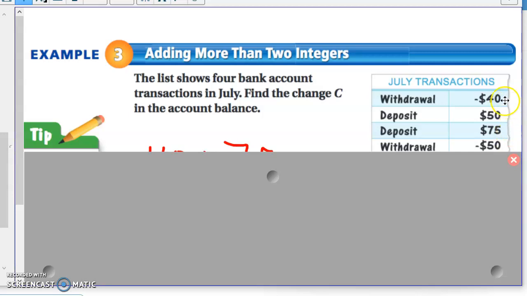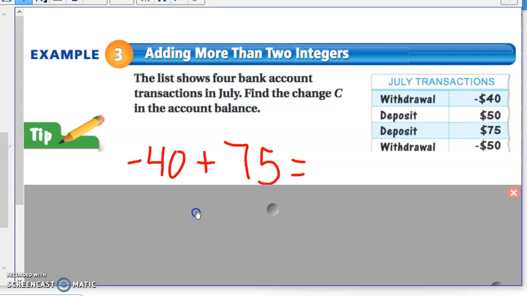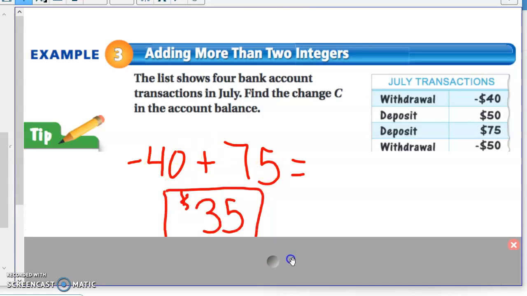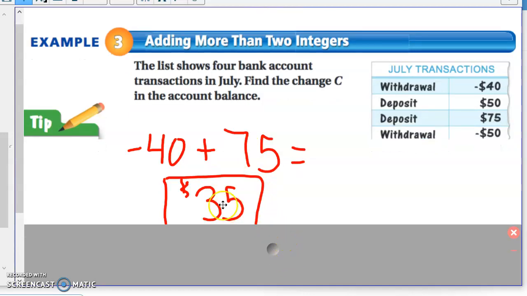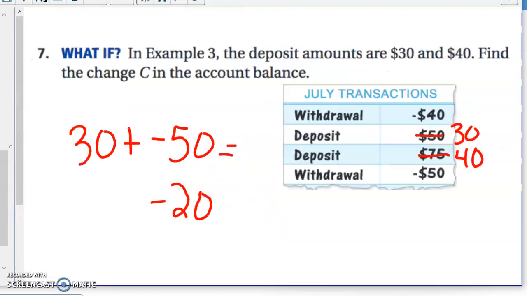So to find my account balance, I really just have to add -40 plus 75. Well, -40 plus 75 is different signs, so I'm going to have to subtract. 75 minus 40 is of course 35. Then I check to see which one is more positive or which one's more negative, and 75 is more positive, so that means my answer would be $35.